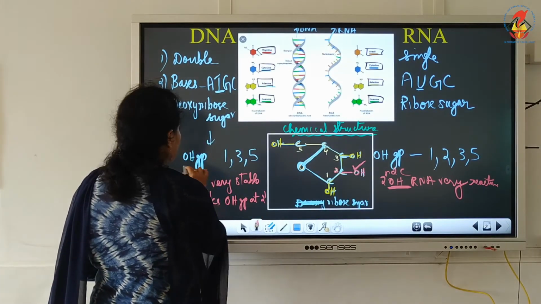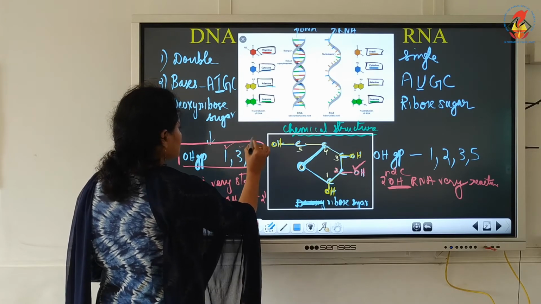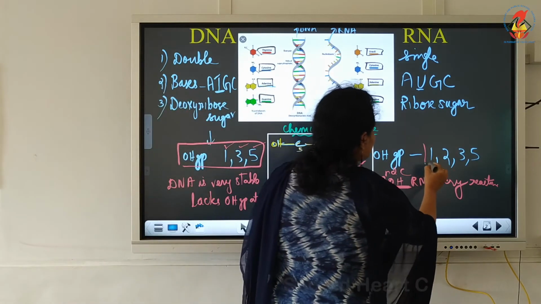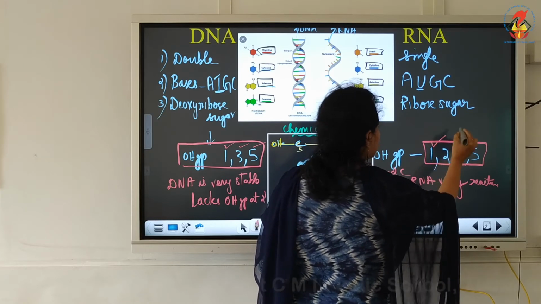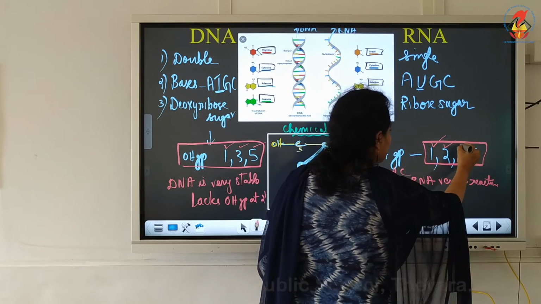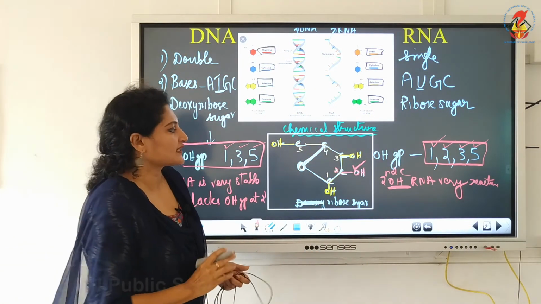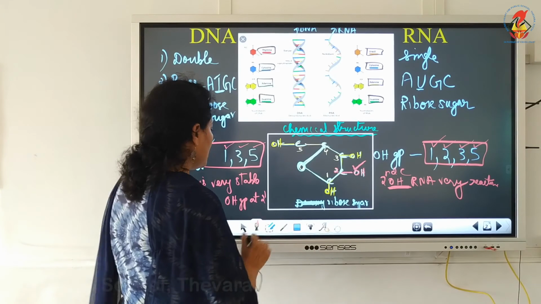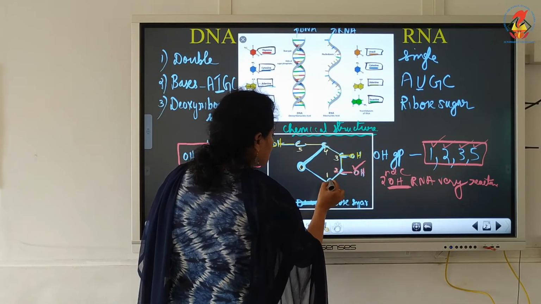So remember, the hydroxyl group in deoxyribose sugar is attached to the first, third and fifth carbon, whereas in ribose sugar the hydroxyl group is linked to the first, second, third and fifth carbon atoms. So all the carbon atoms except the fourth are connected to the hydroxyl group. And definitely, you being science students, you can satisfy the tetravalency of carbon.